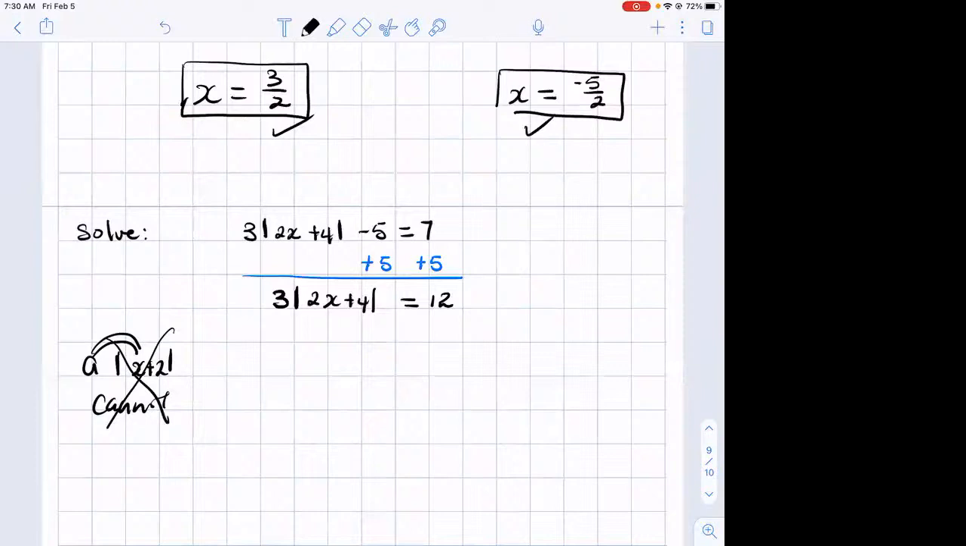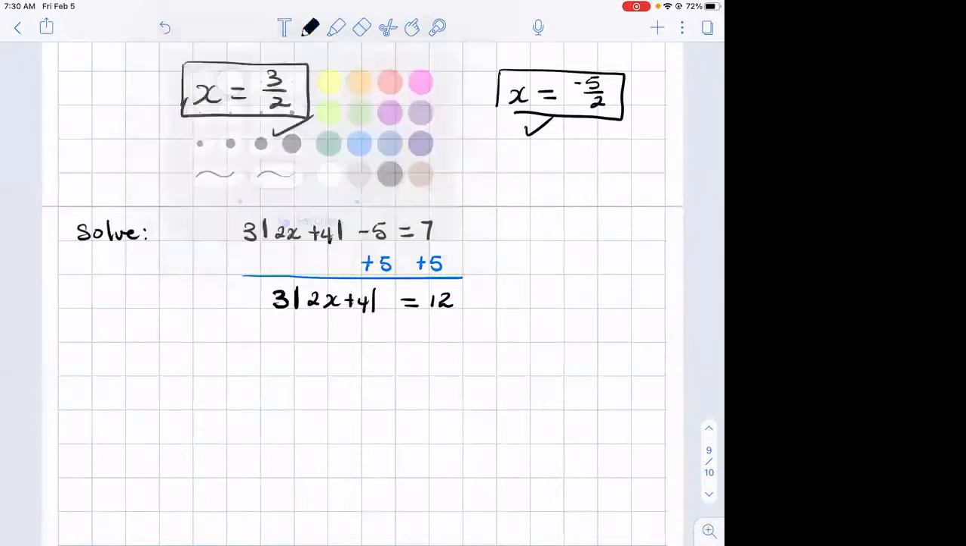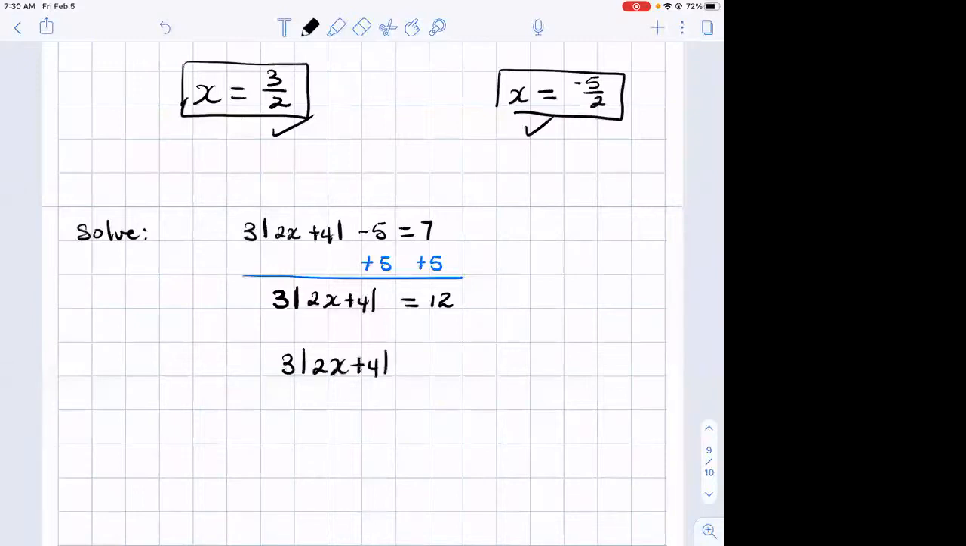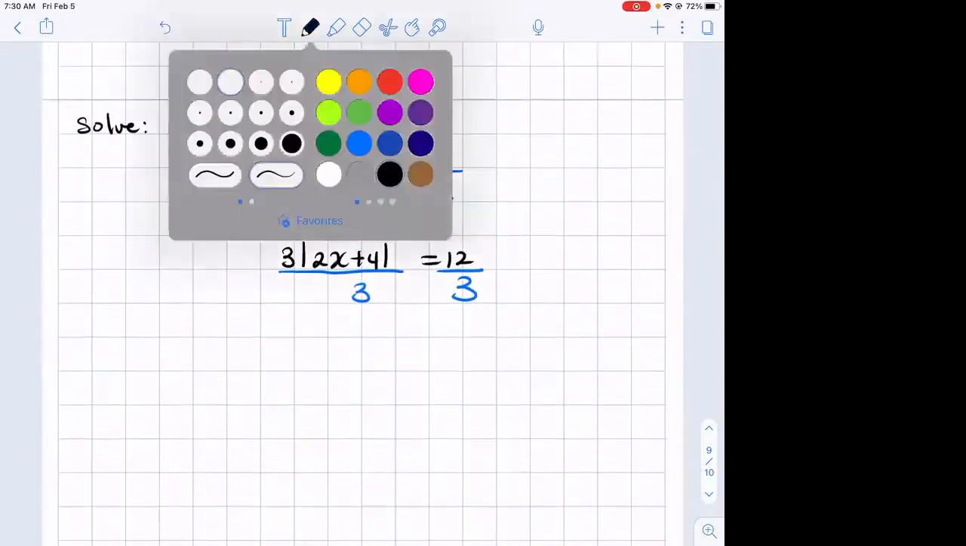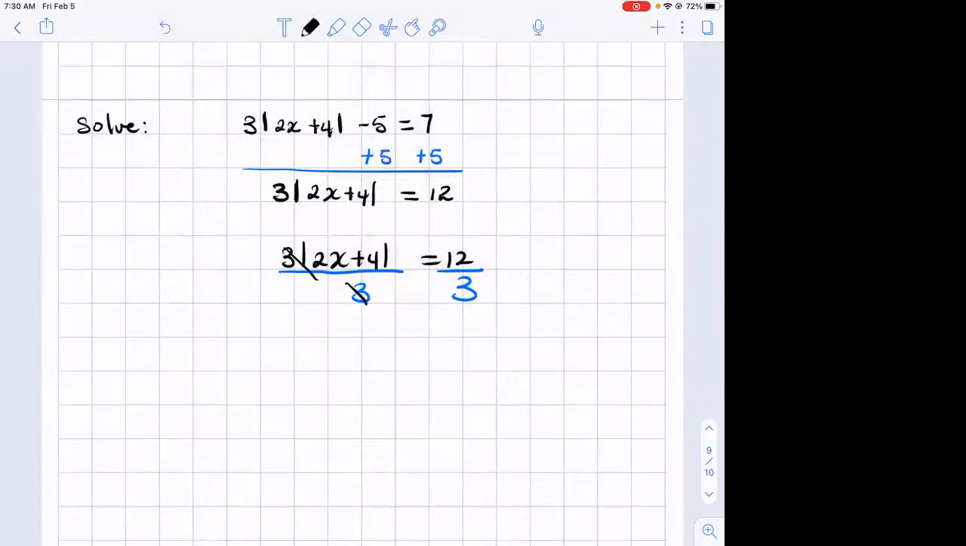So the only way you can do this is by dividing both sides by 3. We have 3 absolute value of 2x plus 4 equals 12. Note the absolute value is still not by itself, so we have to get rid of that 3, and to get rid of the 3, we divide both sides by 3. By doing this, now the absolute value becomes by itself.